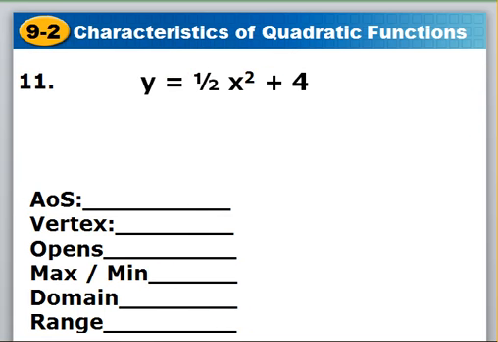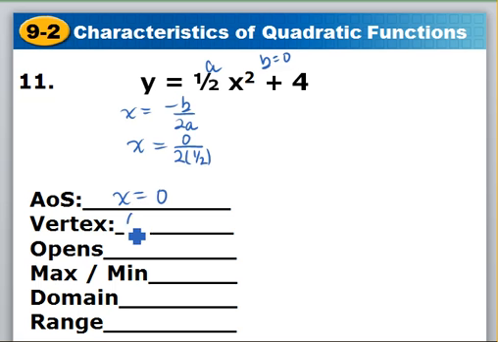Okay, looking at this next one here, I have x equals negative b all over 2a. Here's my a value. My b value is not there, so it's got to be 0. So we're going to have x equals 0 over 2 times 1/2. Well, that doesn't matter because 0 is still 0. So my axis of symmetry is 0. My vertex is 0 comma something. Remember, you get your y value by plugging 0 in. When you do that, you end up with 0 here, so y has to be 4.